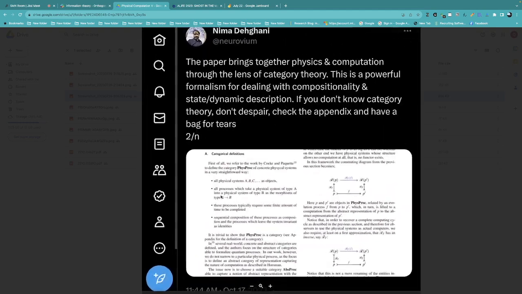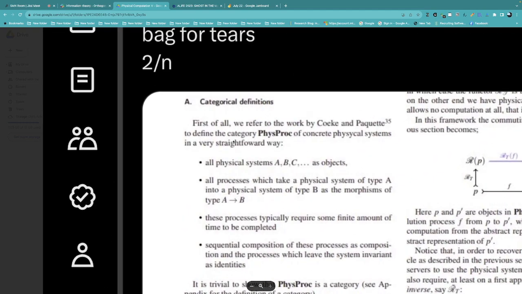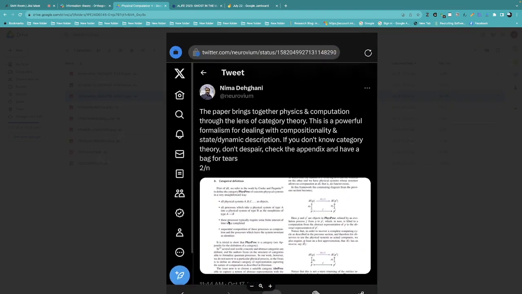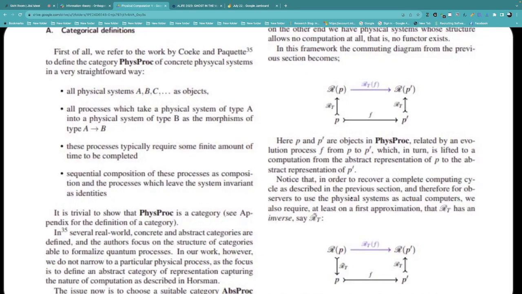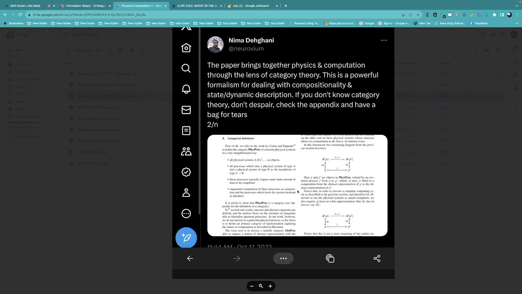So they actually define the category phys-proc of concrete physical systems in a very straightforward way, and they have the definition here, and they have this category phys-proc, which is of course the thing that they're using as the basis for these category theory representations. So this is the way they do this.